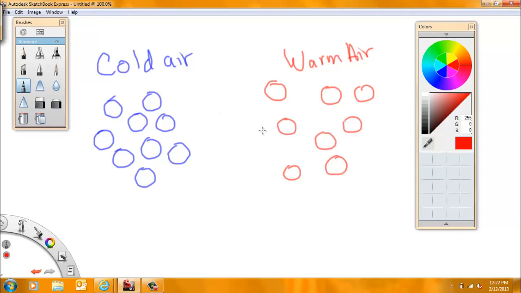So even though these are both gases, they look different. Gases can be spaced out differently depending on their temperature. So cold air is packed together really tight, and warm air is not packed together really at all. It's more spread out.